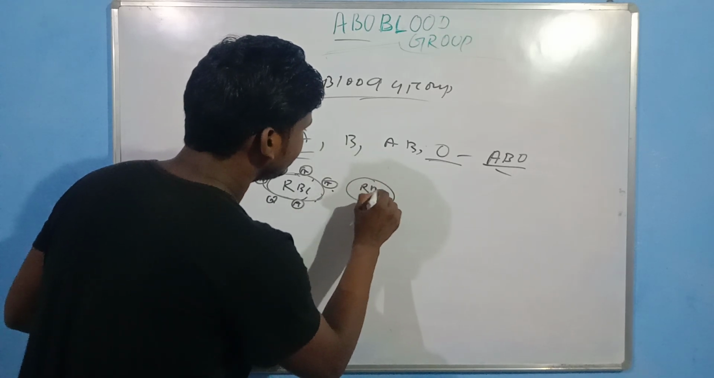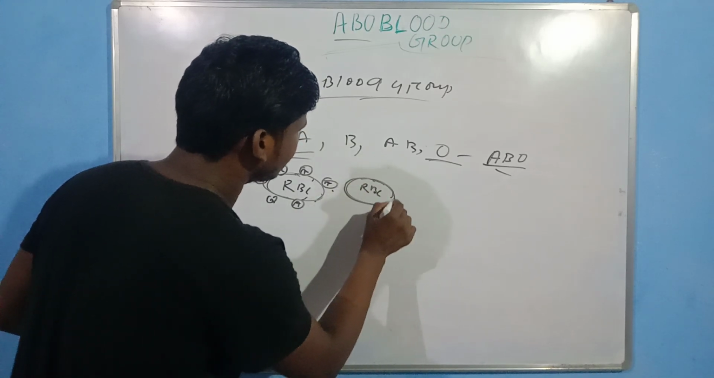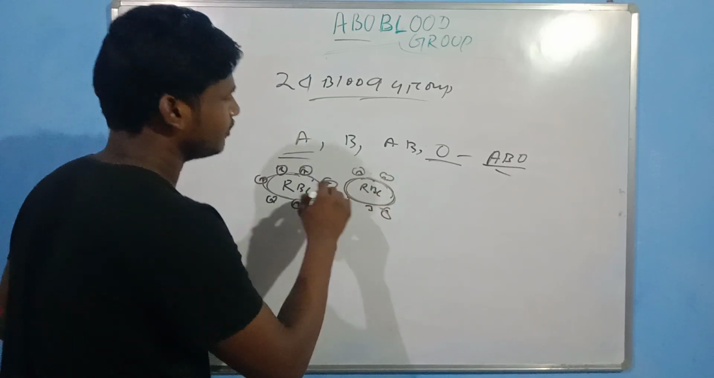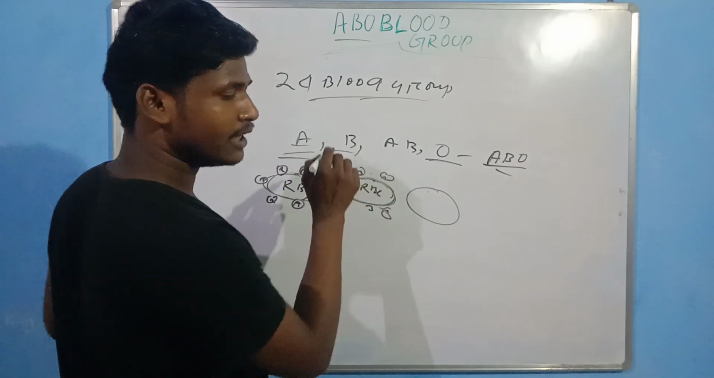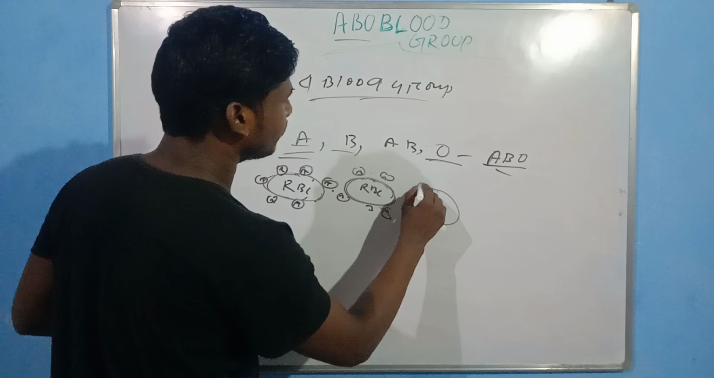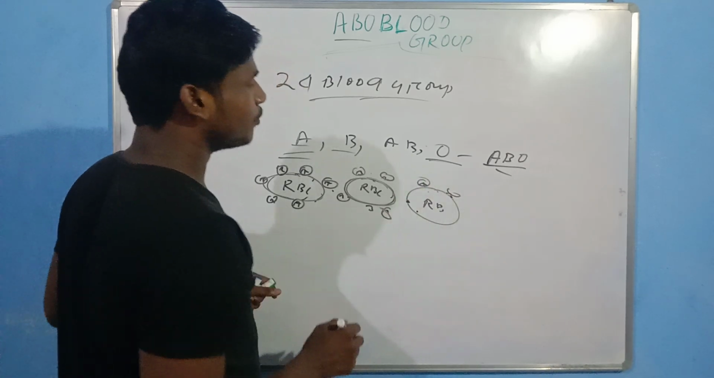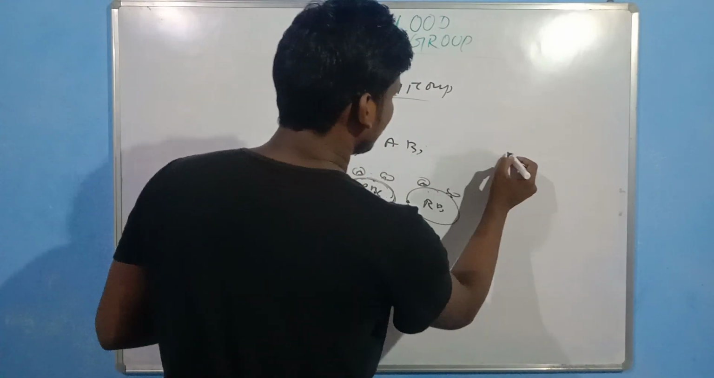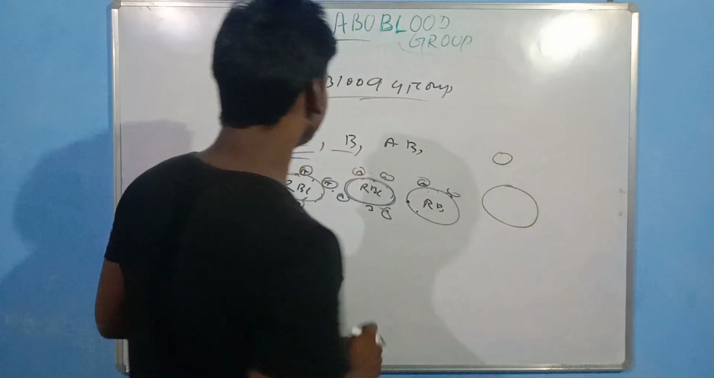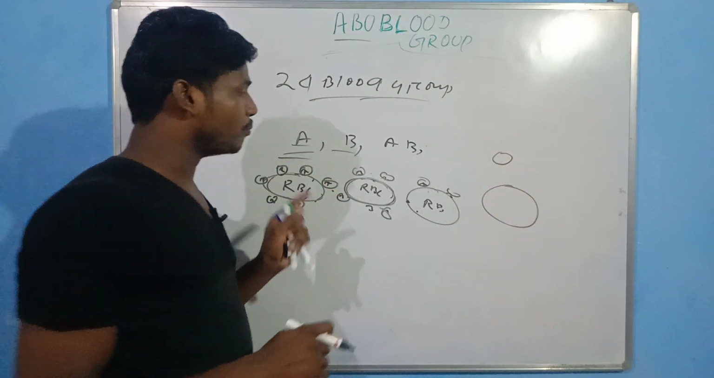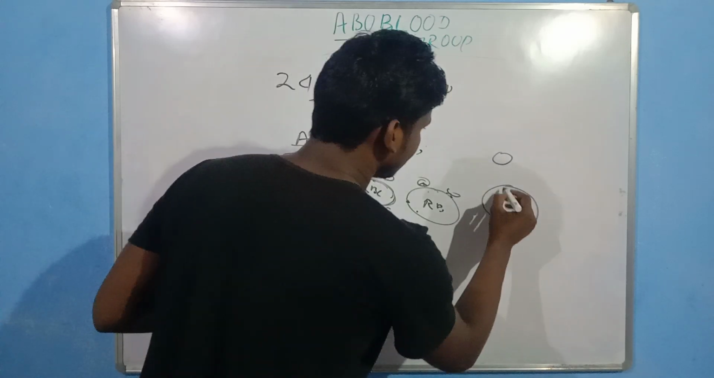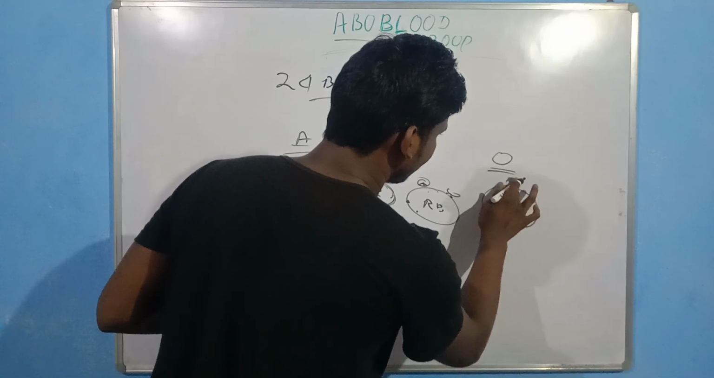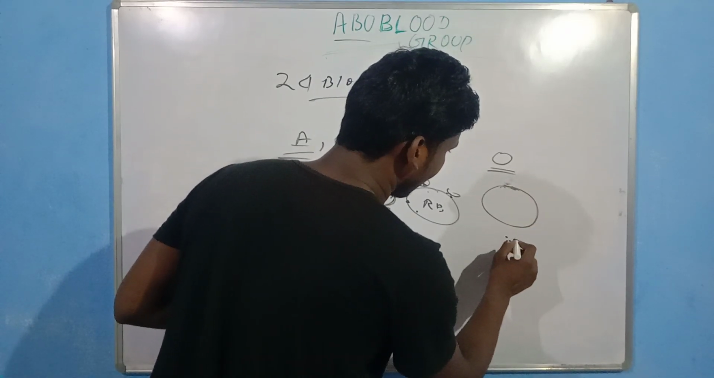Similarly, the B blood group RBC contains the B antigen on the surface of the RBC. AB contains both A and B antigens on the RBC. In the case of the O blood group, the RBC cannot contain the A antigen or the B antigen, only the H molecule.